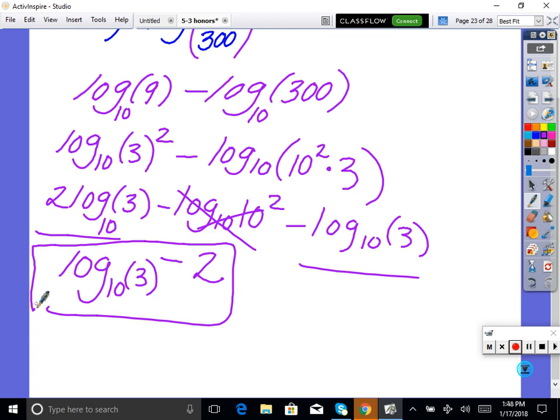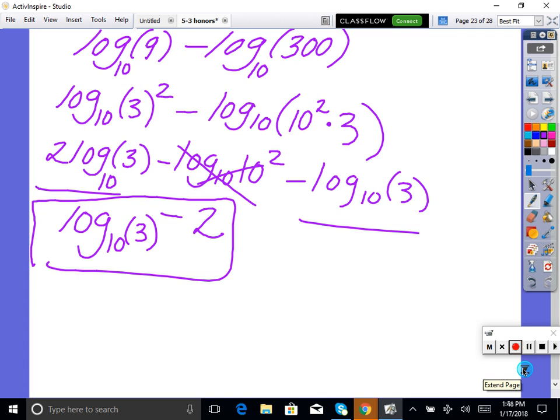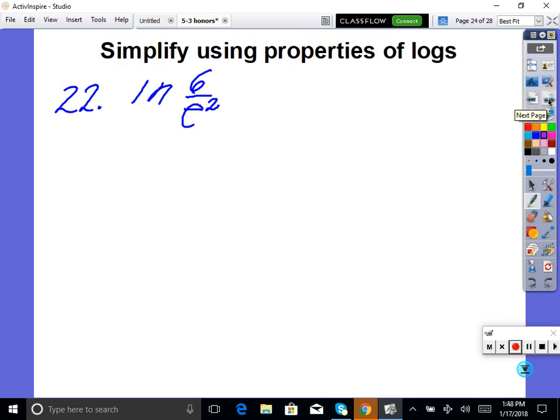Not bad. We split it apart with addition, but because this is subtract all that stuff, we would distribute the negative. So really, this is how they would have written it in the back of the book, because they don't write base 10. They would have said log of 3 minus 2. Okay, moving on. Try this one by yourself, 22. We're really close to being done here.